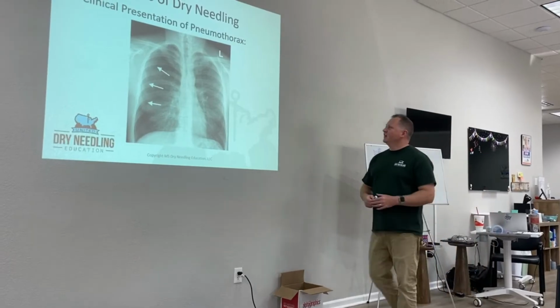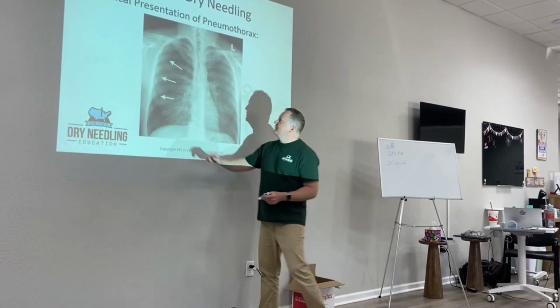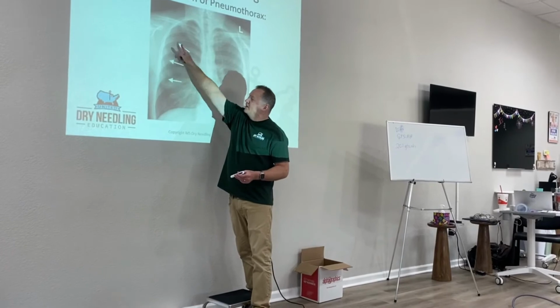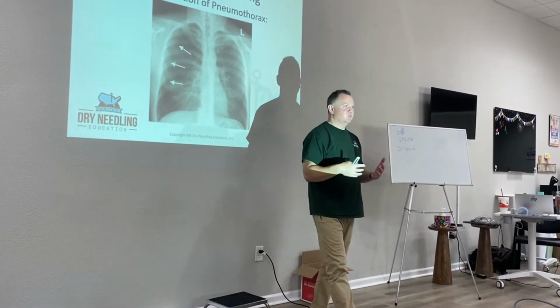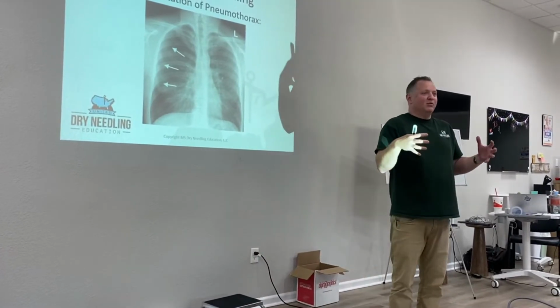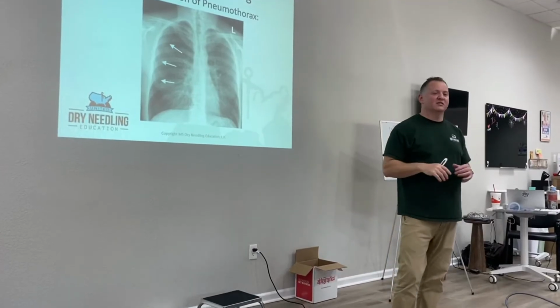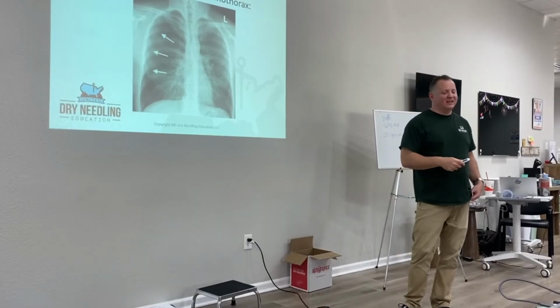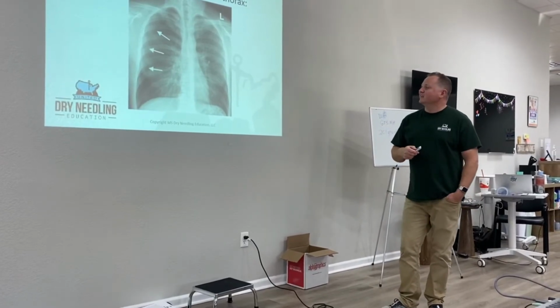Here's a picture of a pneumo. So this lung should be all the way out to the side of the ribs. When you get a chest X-ray, you take a deep breath and hold your breath and they shoot the chest X-ray. They do that because the lung is expanded, and that's how they can visualize your lungs.